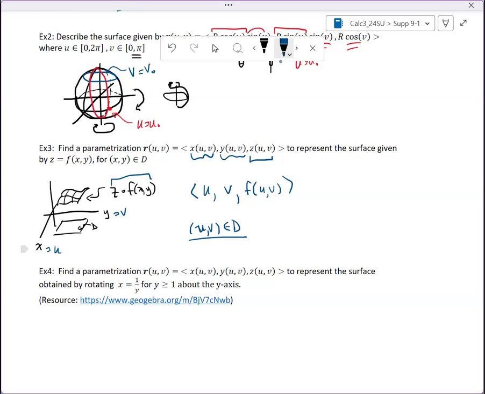If I hold u constant, if I hold x constant and let y vary, I'm moving along a curve like that on my surface, along a curve parallel to the y-axis. And if I hold v constant, then I'm moving along a curve parallel to the x-axis on my surface.